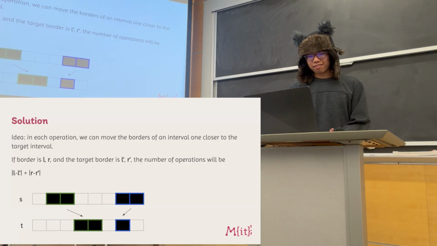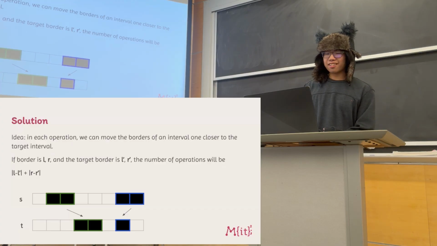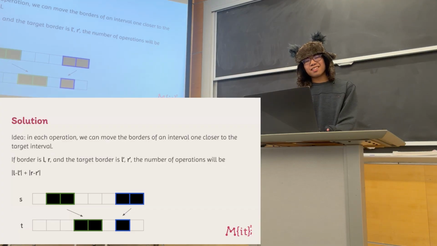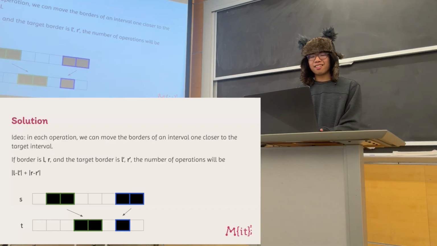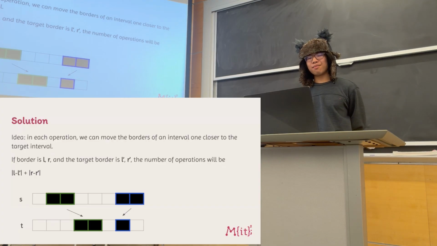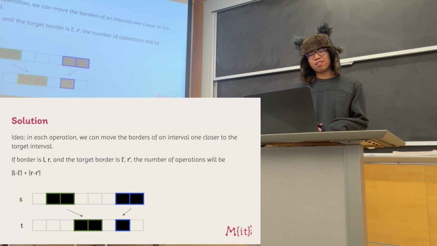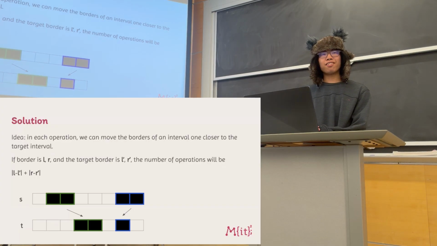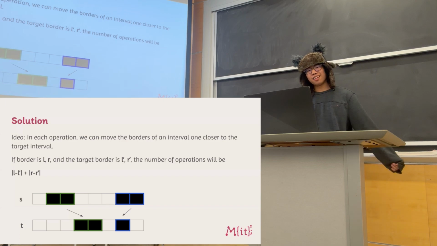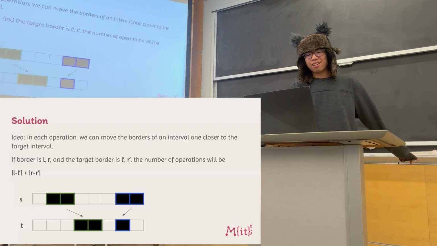So the number of operations: you identify the border of the original range in S, which is L and R, the left border and the right border. Then you have a target border, L prime and R prime. The number of operations will just be the absolute value of L minus L prime plus the absolute value of R minus R prime, because every operation just moves the location of a border by 1. So you need this many operations to convert L, R to L prime, R prime.